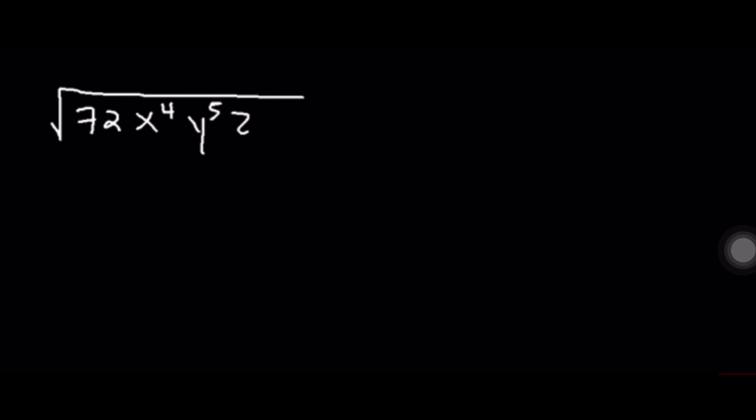So let's say you want to find the square root of 72x to the 4th, y to the 5th, z to the 6th. A perfect square that goes into 72 is 36. So we're going to write this as the square root of 36 times the square root of 2.